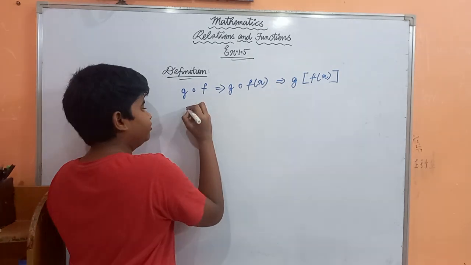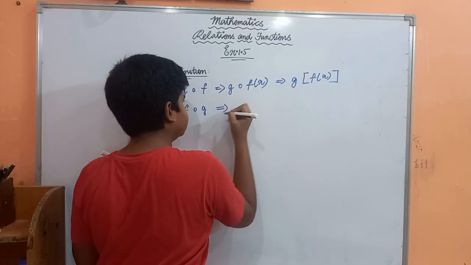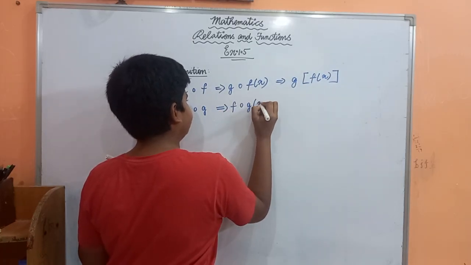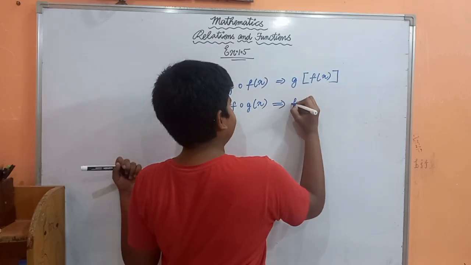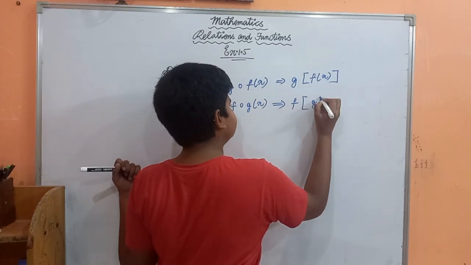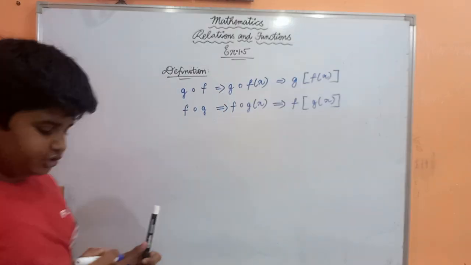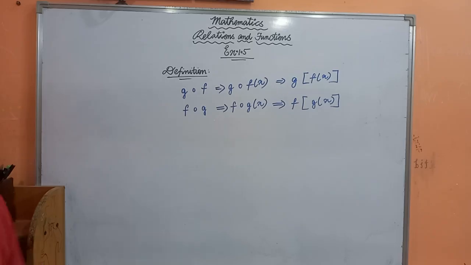Now look out for f dot g. It was f dot g of x, which can be further expanded into f of whole bracket g of x. So these are the first two definitions you must clearly know for understanding this exercise clearly.